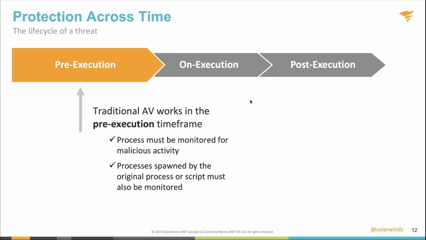Now, when we talk about the life cycle of a threat, this is protecting an endpoint across time, by whatever that malware is doing. Traditional AV works in the pre-execution time frame. But if it doesn't match a signature, we need to be able to watch the process that's spawned by that file, and any additional processes spawned by that file, scripts and things like that, that may turn bad even if they haven't matched a signature. So what we need to do is also look at the on-execution and post-execution life cycles of these processes.